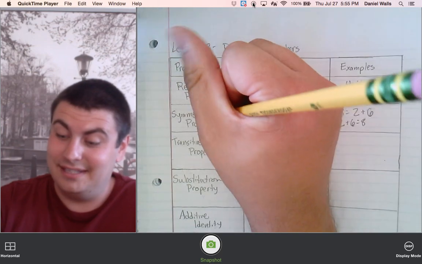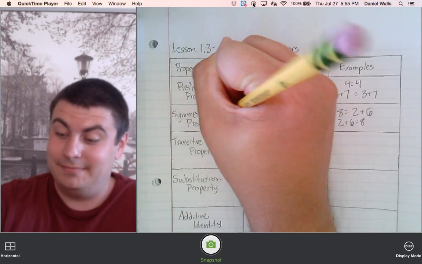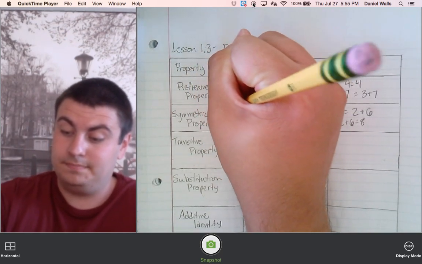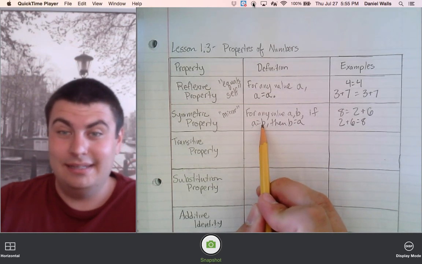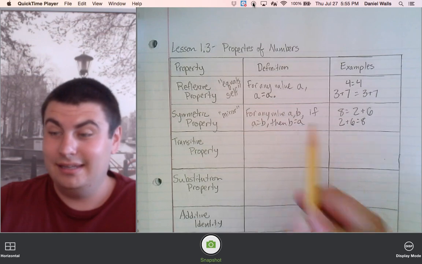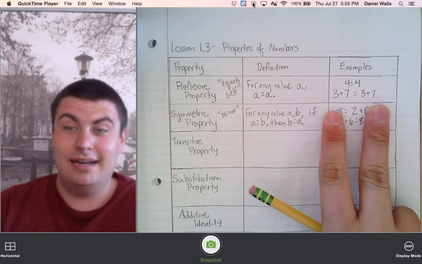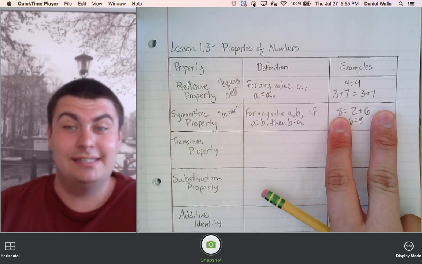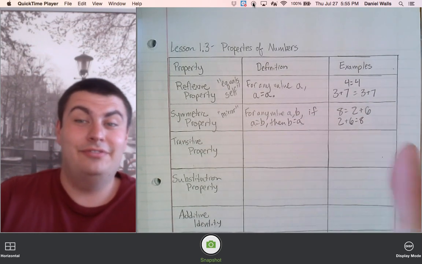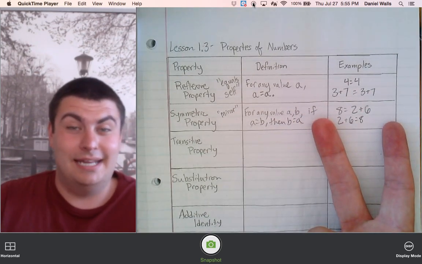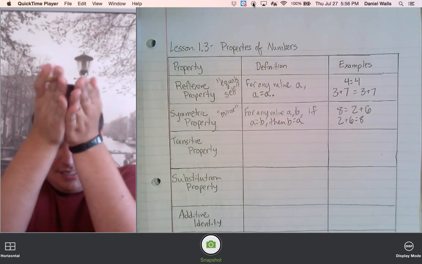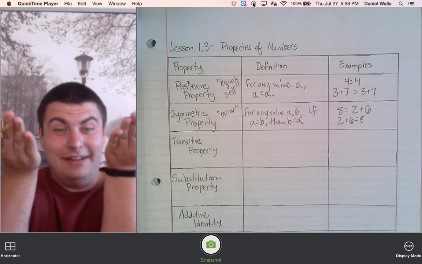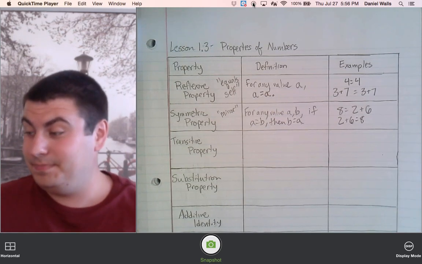I like to think of this as the mirror. So we see that if a equals b, then b equals a. We took what was there, like 8 equals 2 plus 6, and we mirrored it. We flipped over that equal sign. It's symmetric. Like if we took two things and folded it and then switched it, we'd be left with the same thing on either side.